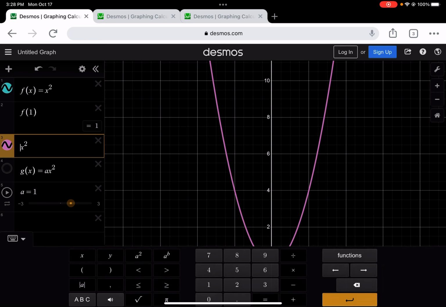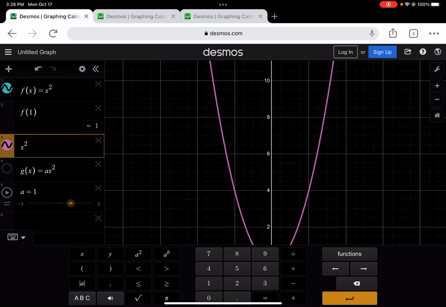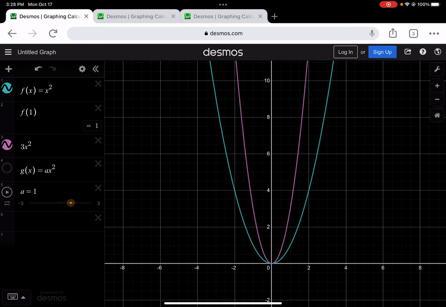So instead of just x squared, I'm going to make this pink graph, and let's put a 3 in front of it. The blue one is my normal graph. The 3x squared is that pink one. And if you notice, it's still a U shape. The vertex is still the same. It's still at 0, 0, but it's a lot skinnier. It's a lot skinnier and a lot taller. So that's kind of interesting.